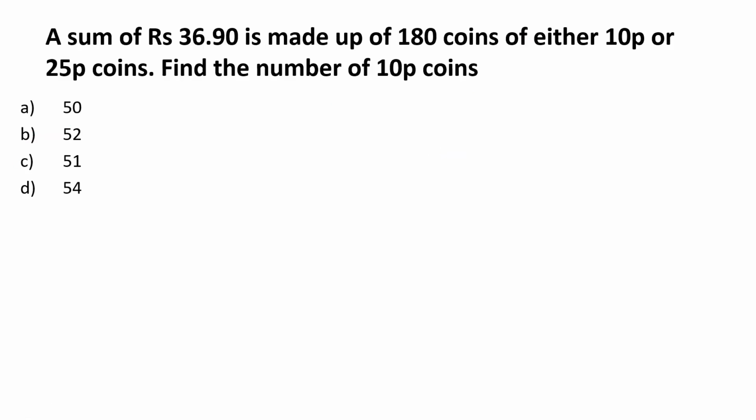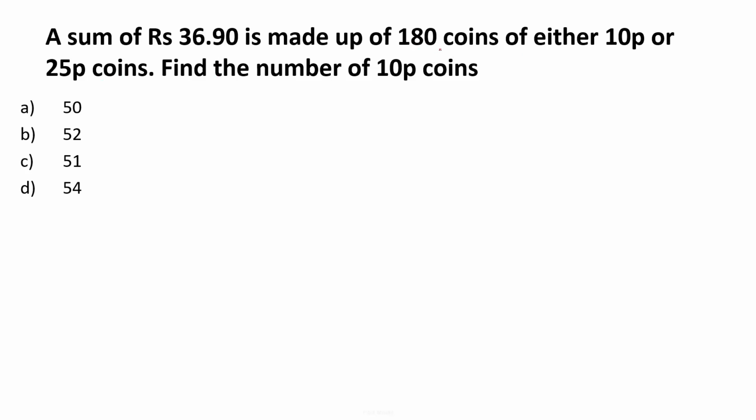Another question of the same kind. A sum of 36.90 is made up of 180 coins of either 10 paisa or 25 paisa coins. Find the number of 10 paisa coins. There is a sum of 36 rupees and 90 paisa made up of 180 coins of the denomination of either 10 paisa or 25 paisa, and we need to find the number of 10 paisa coins.